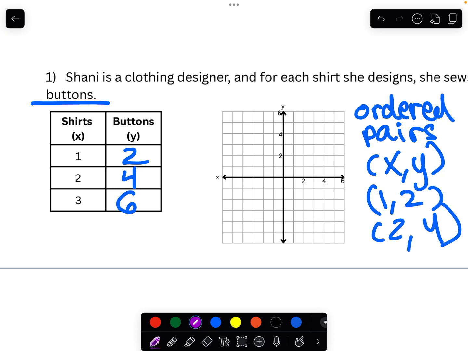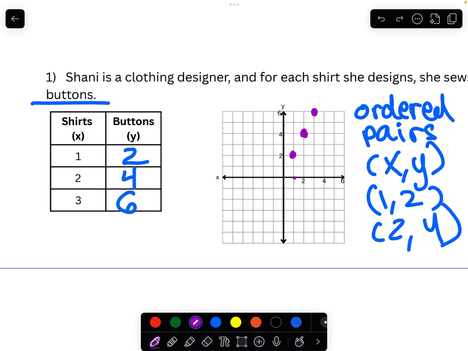Let's use purple. I like purple. So we've got 1 and 2. We find 1 on the x-axis and then 2. So there we've got 1, 2. Then we've got 2, 4, and then we're going to do 3, 6. So there we've got our points from our table there.